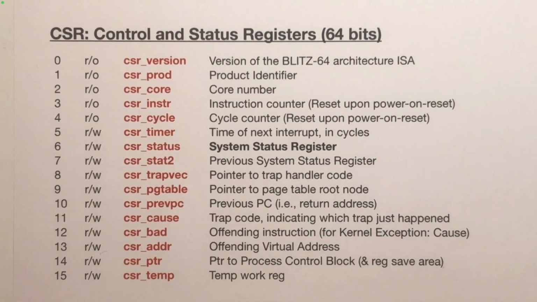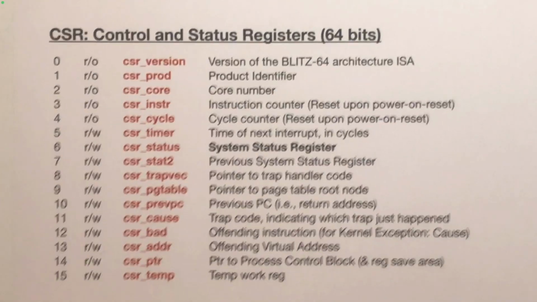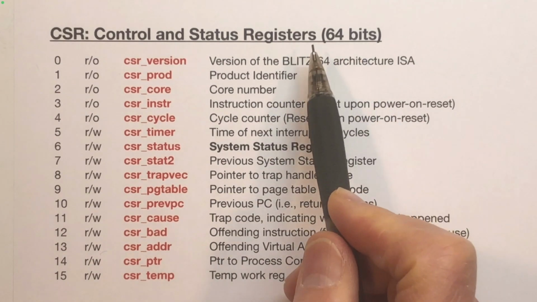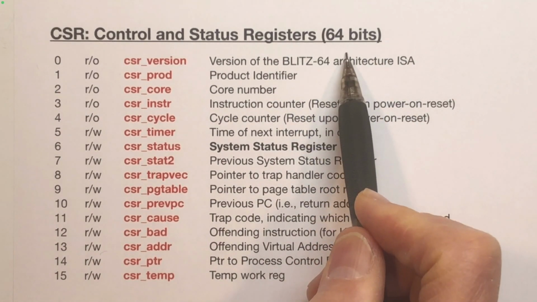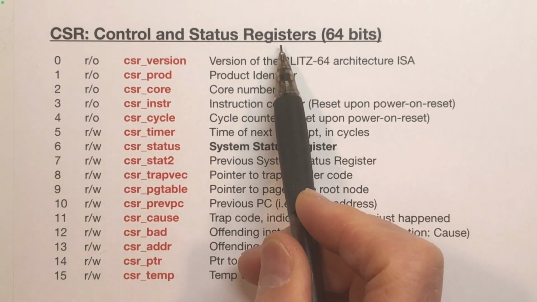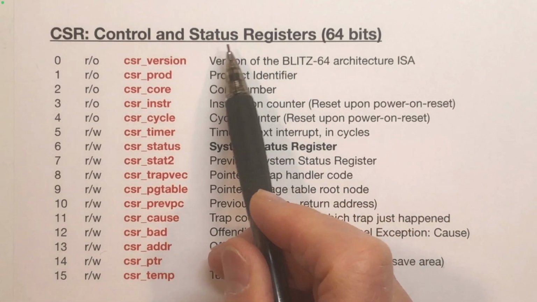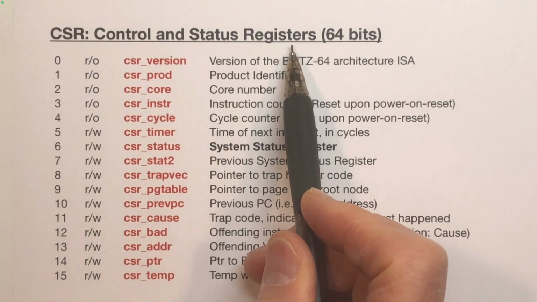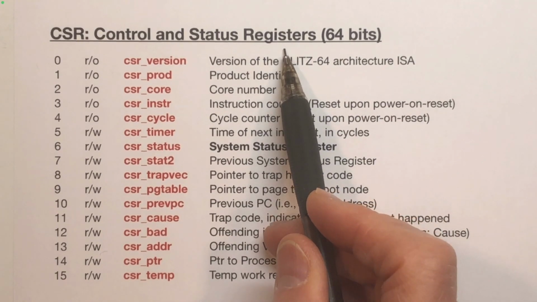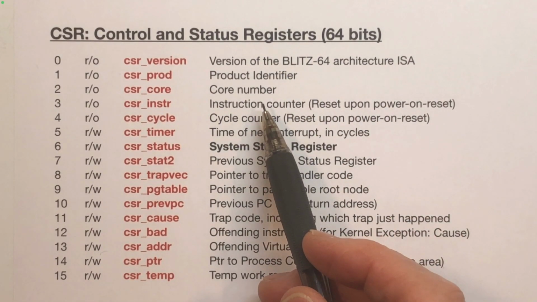In addition to the 16 general purpose registers, the Blitz architecture also has 16 so-called control and status registers, and these are also 64 bits in length. These are used by the operating system kernel, and therefore they're privileged and must be protected. A Blitz processor is running in one of 2 modes at any point in time. There is user mode and there is kernel mode.